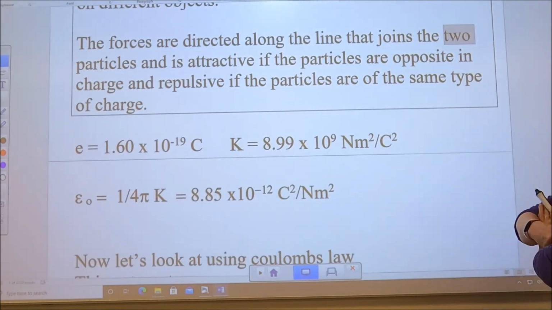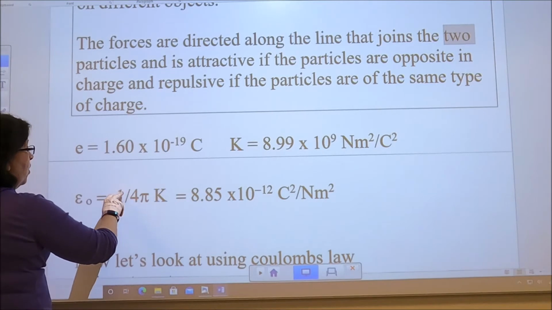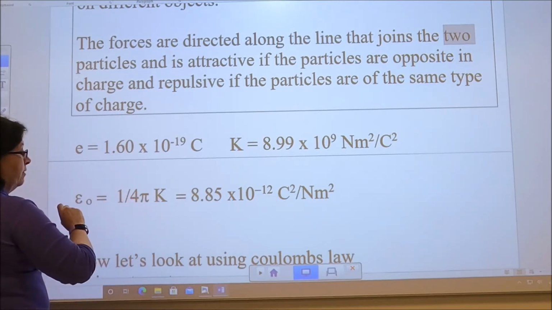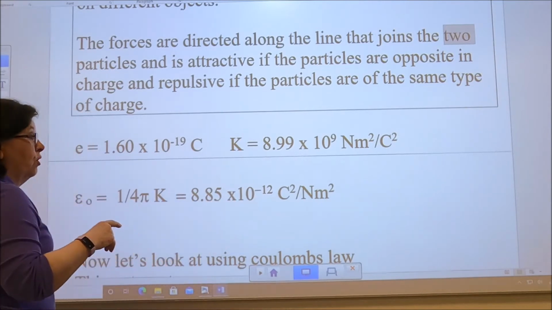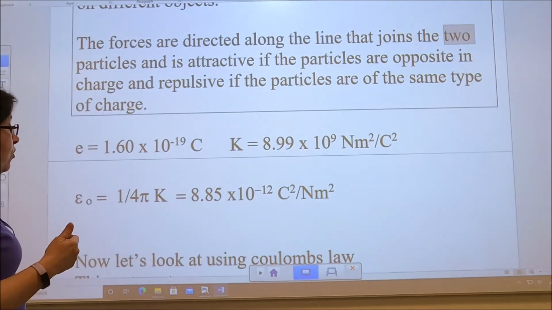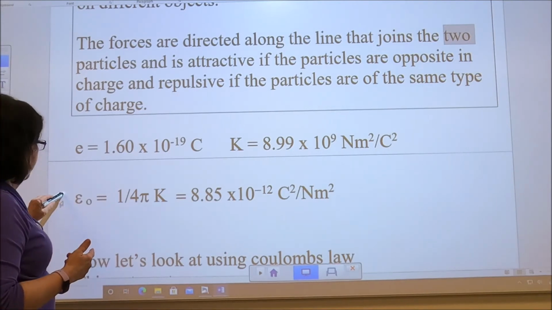Now remember, e is 1.60 times 10 to the minus 19 coulombs. k has a value here of 8.99 times 10 to the 9 newton meters squared per coulomb squared. We're also going to get this little epsilon 0, which is 1 over 4 pi k, and it's 8.85 times 10 to the minus 12 coulombs squared per newton meter squared. Don't worry about that one yet. We will get to it.